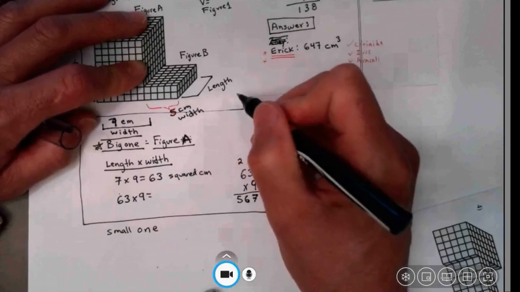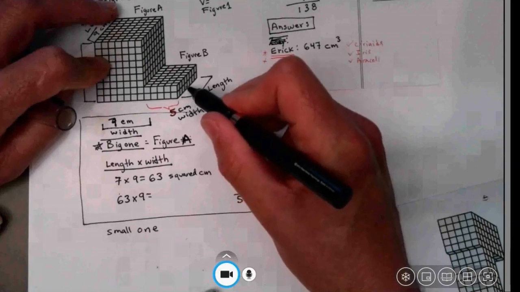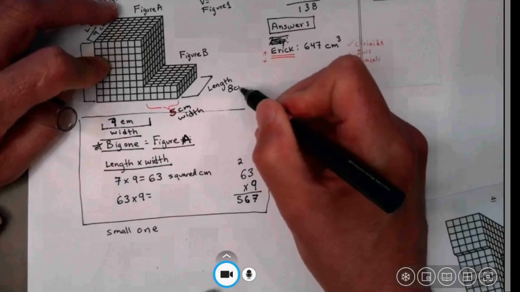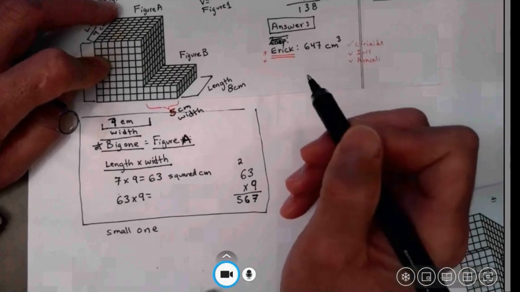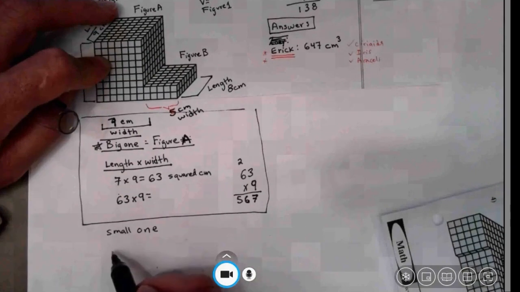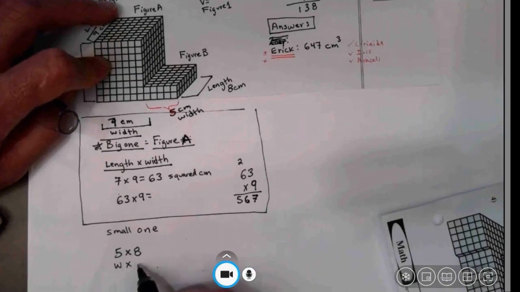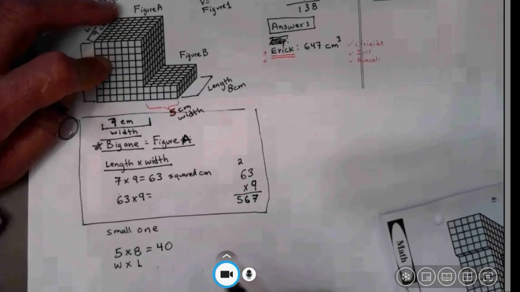And how much does that measure? 8. That one's 8. 1, 2, 3, 4, 5, 6, 7, 8. Okay, 8 centimeters. And what do you have left? Width, you multiply it by the length. Oh, okay, the small one. Then you multiplied 5 times 8. So 5 is the width times 8, which is the length. What does that equal? 40. Then what else do you do?